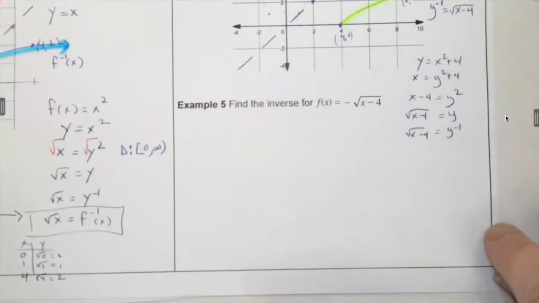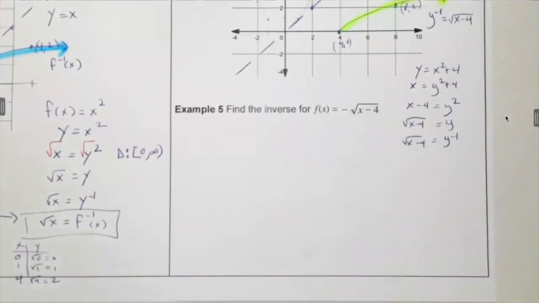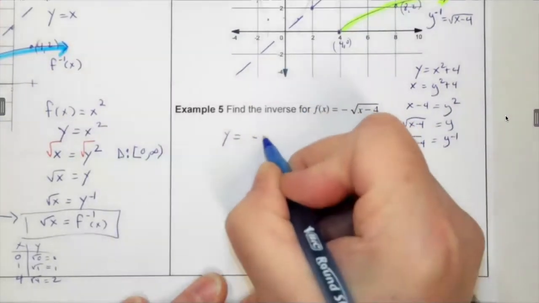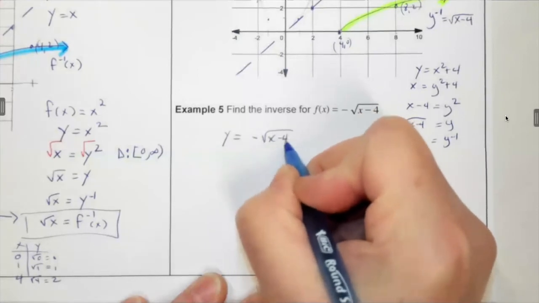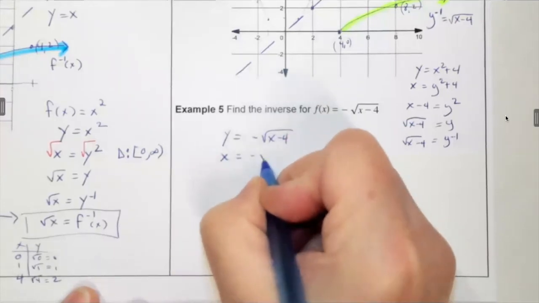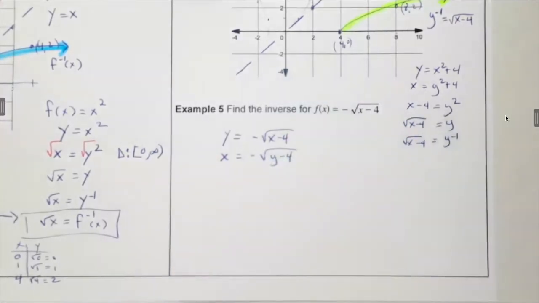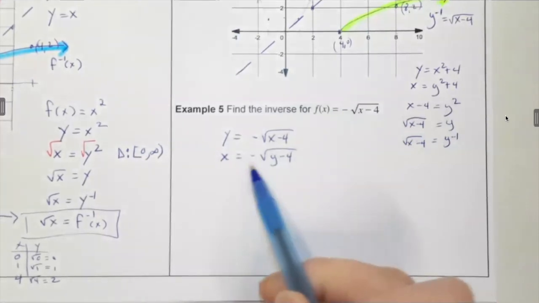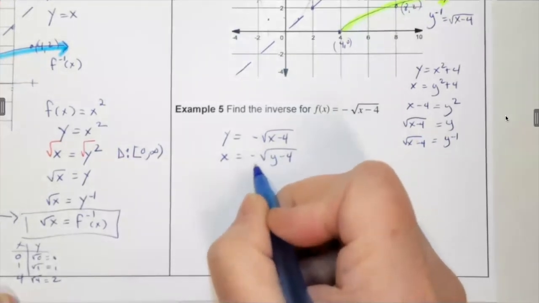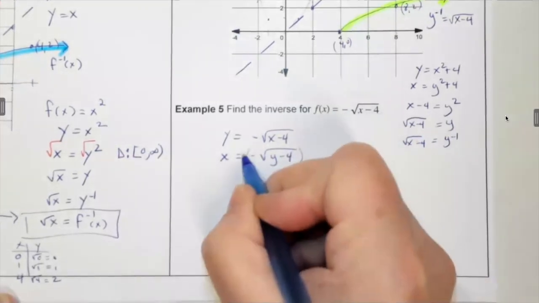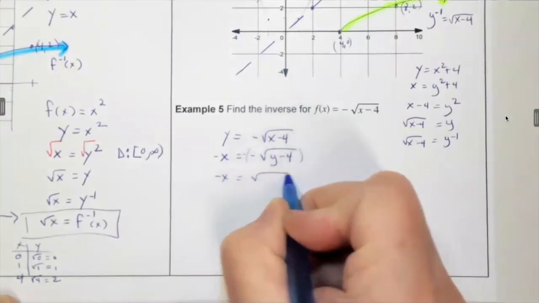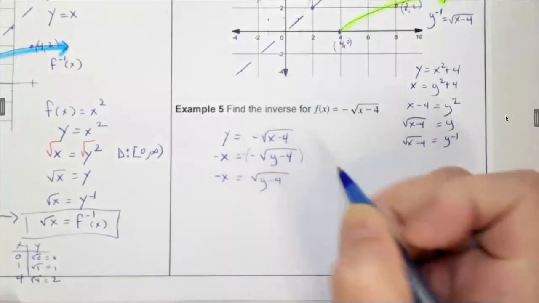Example 5, find the inverse of this function. Y equals negative square root of x minus 4. Switch your variables. X equals the negative square root of y minus 4. I'm going to start by getting rid of my negative. If I multiply this side by a negative and multiply this side by a negative, we have negative x equals the square root of y minus 4.